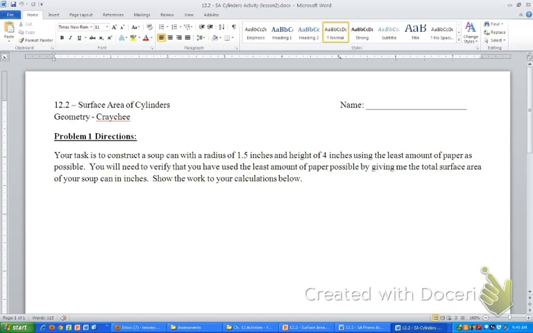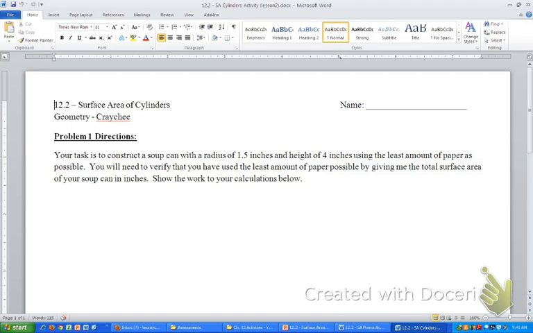Your first problem, I'm going to give you one piece of construction paper, and your job is to construct a soup can out of the paper that has a radius of exactly 1.5 inches and a height of 4 inches, and you need to use the least amount of paper as possible. Okay, you will need to verify that you have used the least amount of paper as possible by giving me the total surface area of your soup can in inches, and show your work for the calculations below.